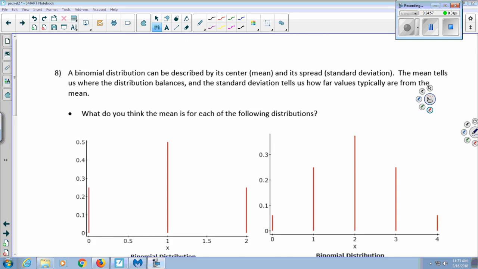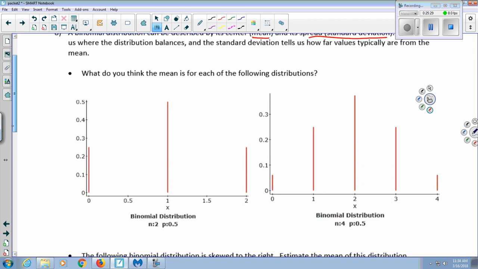So the binomial distribution can be described by its center and its spread. That's something we're familiar with: our mean and standard deviation. There are some formulas to know that go with the binomial distribution, and you can calculate the mean and standard deviation if you know n and p. The mean tells us where the distribution balances, and the standard deviation, as a reminder, tells us how far typically values are from the mean.